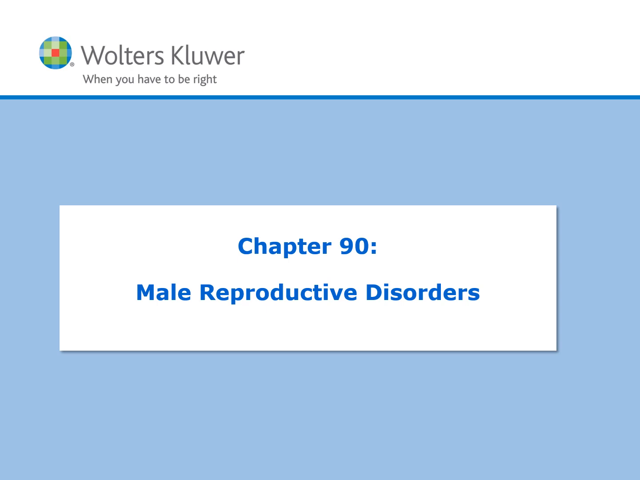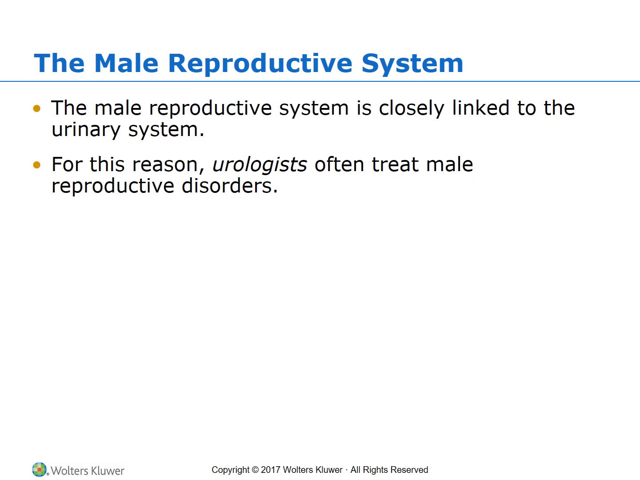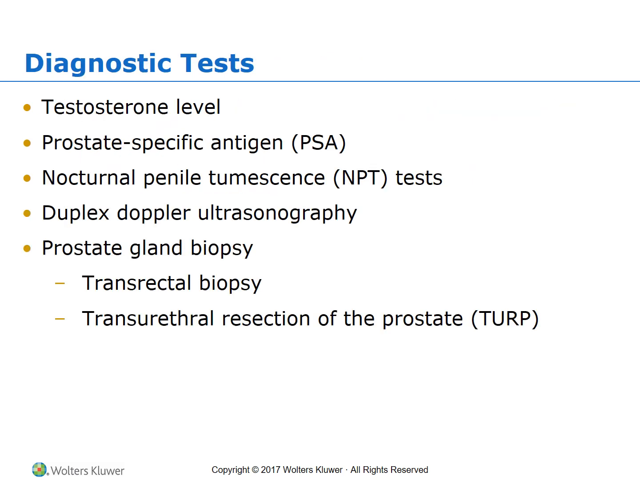So let's get started. We're going to start with Chapter 90, Male Reproductive Disorders. And of course, the male reproduction system is closely linked to the urinary system, and for that reason, urologists are often the ones that treat male reproductive disorders. So, diagnostic treatment tests that we have. There are the testosterone levels, which is checked in cases of erectile dysfunction or impotence or sexual dysfunction. Testosterone is partly responsible for sperm production and libido.